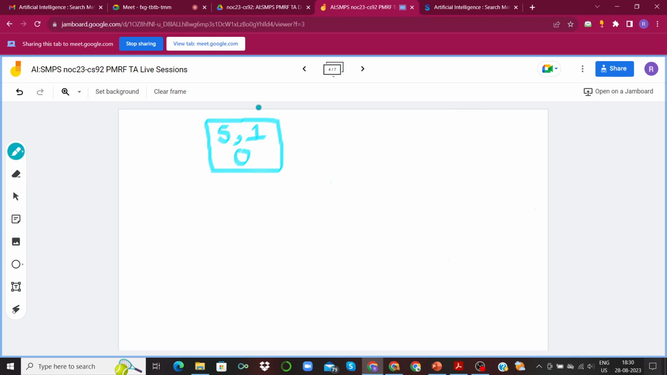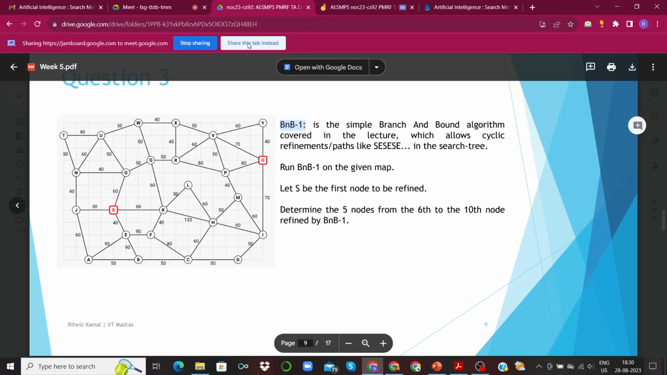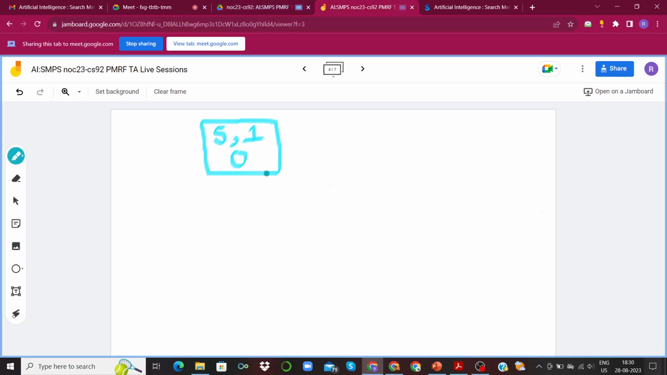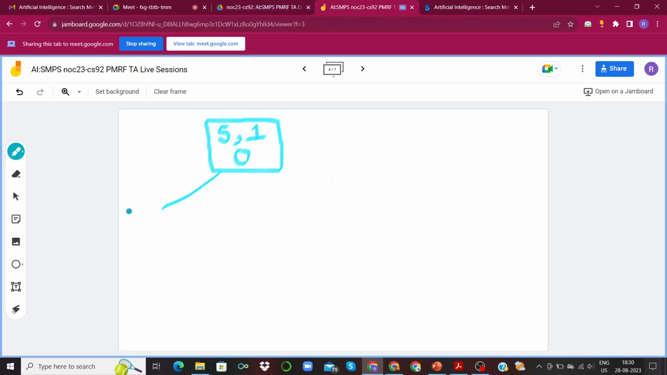Okay, so let us go back to our graph and see what are the nodes that we could go to from S. From S we could go to E with cost 40. We could go to J with cost 30, we could go to O with cost 60, and we could go to K with cost 60. Okay, so let's write all this down. So we could go to node E with cost 40. I'm not writing the sequence number as of now because we have not decided which node we are going to inspect next.